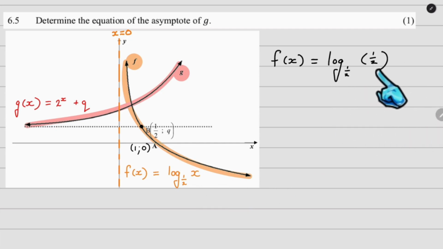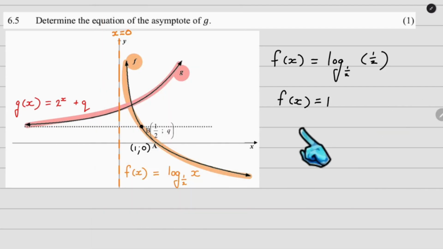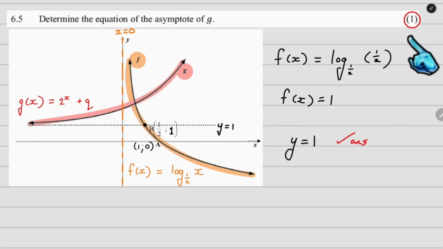Okay, that's going straight in the calculator. It is going to give me 1 if I put it in the calculator, because anything to the power of 1 doesn't change. So just to further amplify that, gives me 1. So now I know this q has a value of 1. So the equation for the asymptote is y equals 1. And your 1 mark in this question solely comes from the answer for that dotted line, the asymptote of G, which is y equals 1.